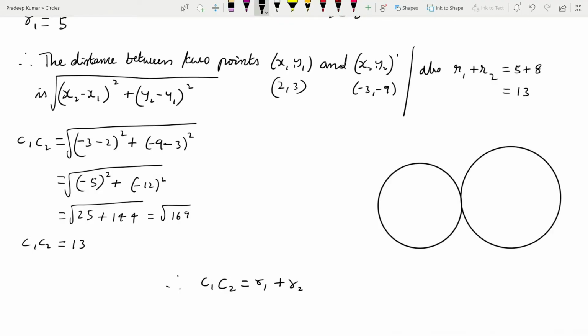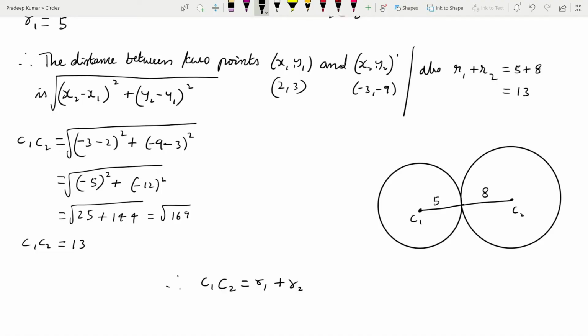So these are the two circles which are touching one another, and they are touching externally. How we understood that, I'll just tell you. This is the center of the first circle, and this is the radius which we got as 5, and this is the center of the second circle, and this is the radius, which we got as 8. So this 5 plus 8 we got 13. The distance between C1C2 was 13, and the radii 5 plus 8 is 13.